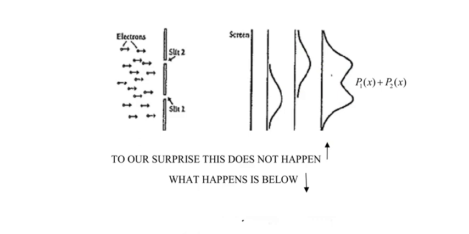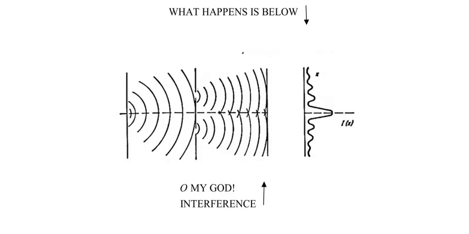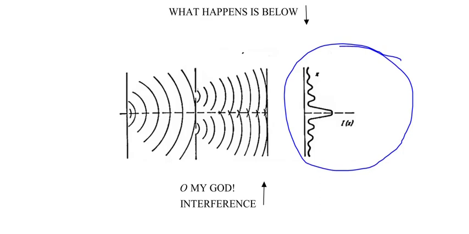To our great surprise, this just does not happen. The probabilities don't add. While intuitively they should add, truthfully and experimentally they don't. That's the weird thing. So what happened? We get an interference pattern. Now this was very difficult to understand. Okay, we get an interference pattern like this. What does this mean?